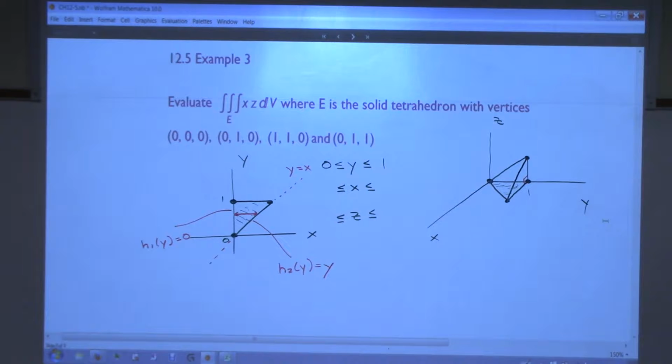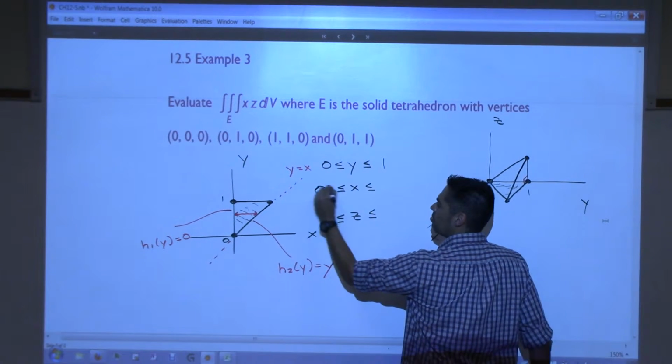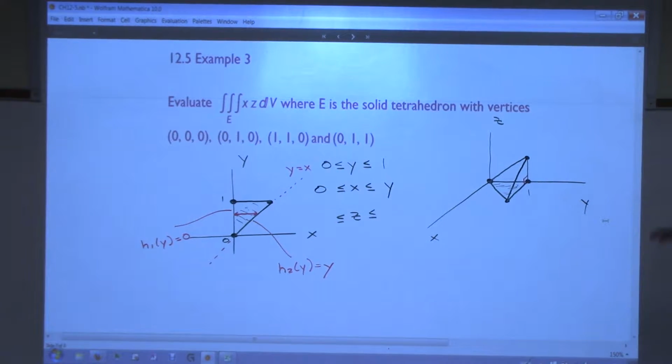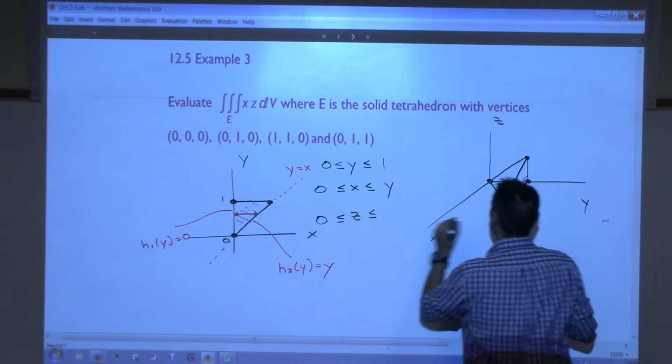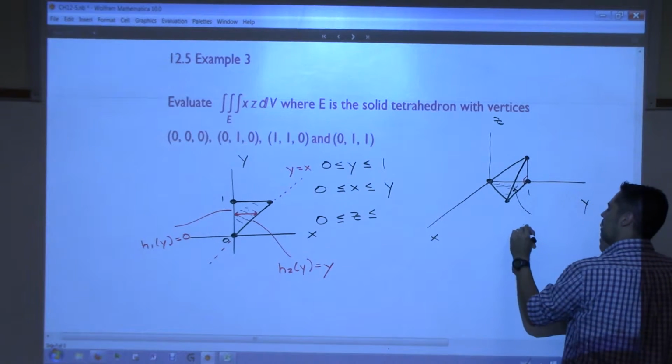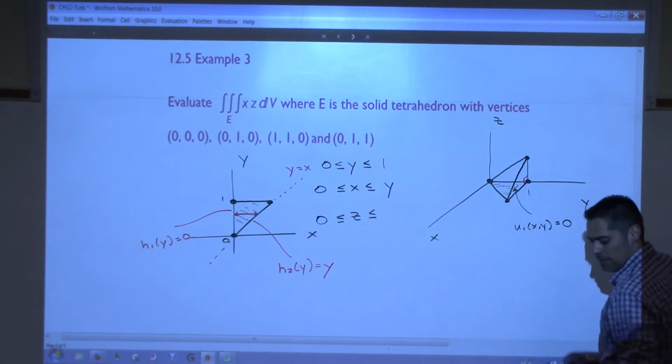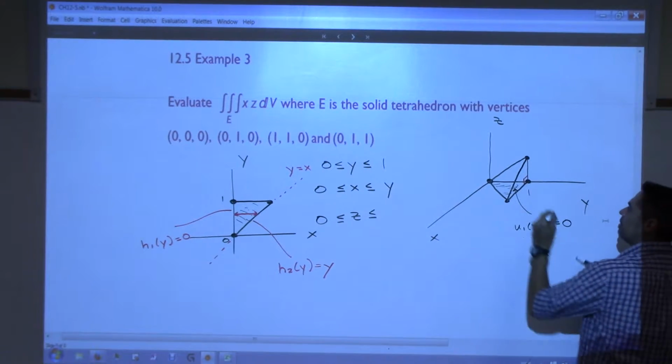All right. What do we have still left to do? I've got my restriction on x. It goes from 0 to y. I need to know what the top of that thing is and the bottom. Any of those you know quickly? Z is 0, the bottom one. So this bottom piece in here is u1 of x,y is 0. But I need the top piece, this piece.